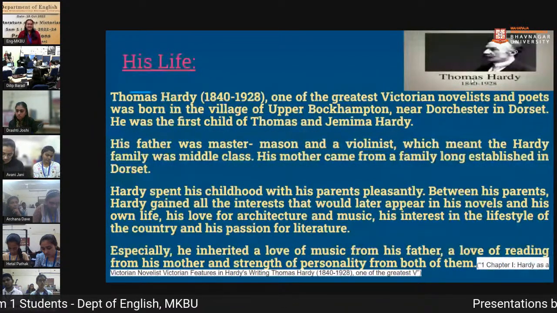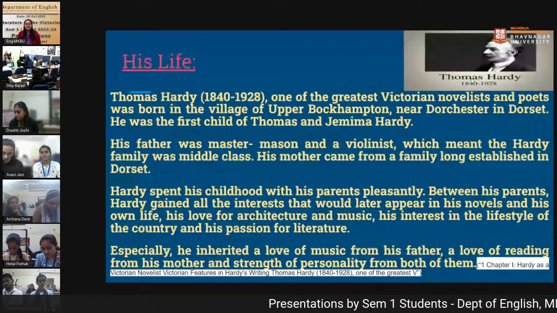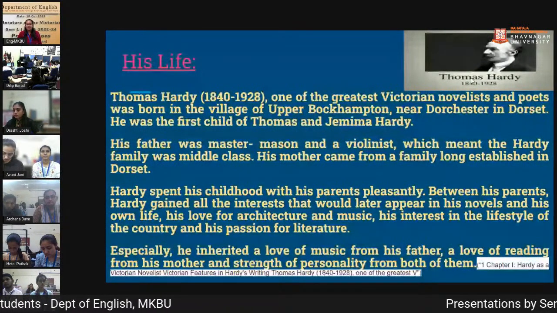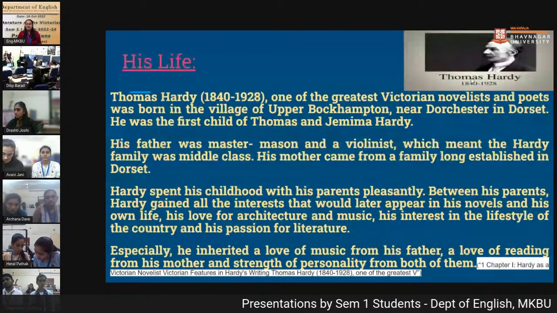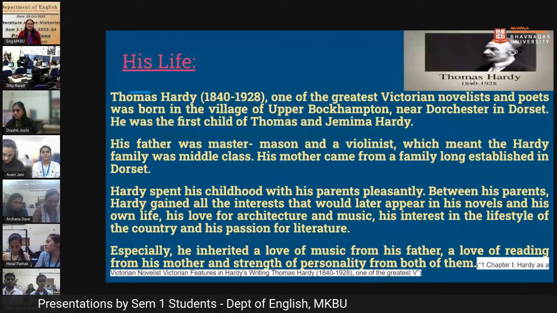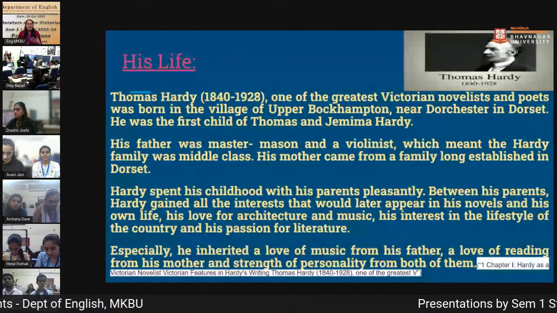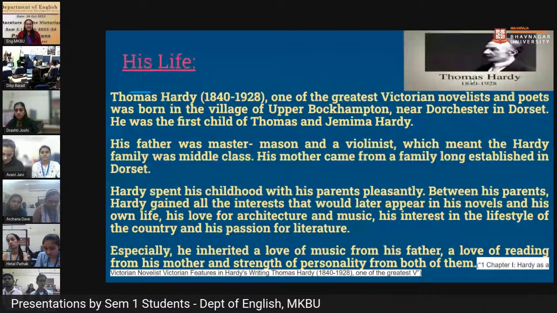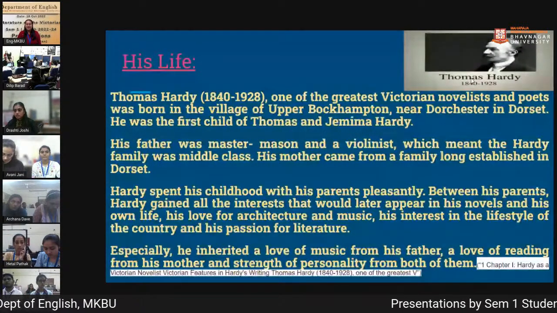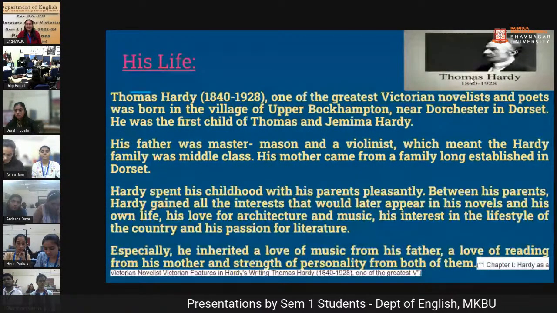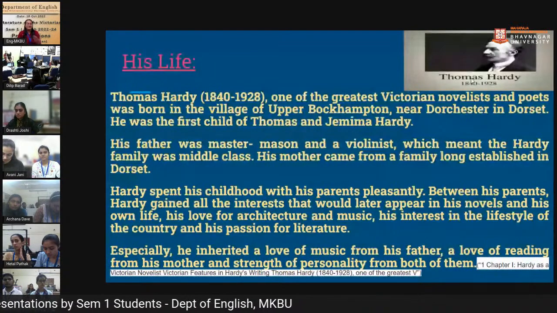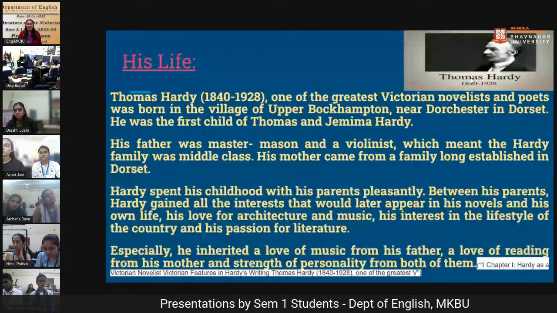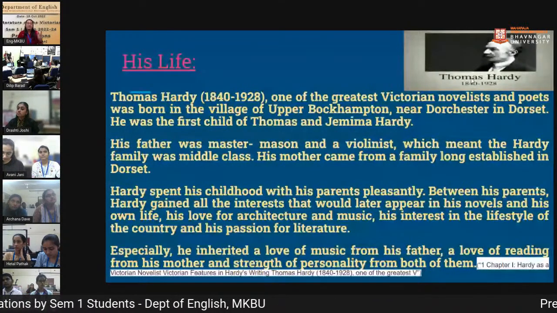Hardy spent his childhood with his parents. From his parents, Hardy gained all the interests that would later appear in his novels and his own life: his love for architecture and music, his interest in the lifestyle of the country, and his passion for literature. He also contributed to literature, and he was interested in architecture and music. Especially, he inherited a love of music from his father, a love of reading from his mother, and strength of personality from both of them. So we can see that his mother was more educated than his father.